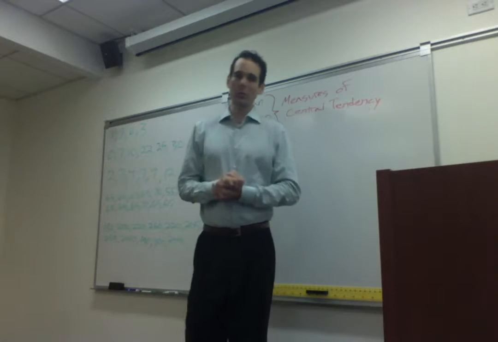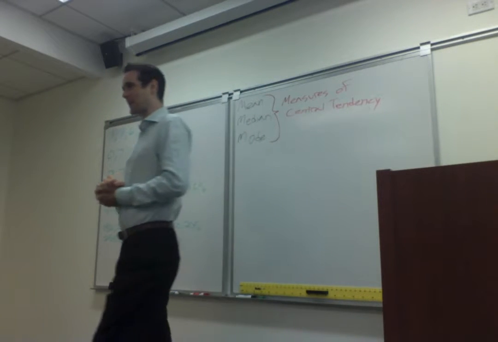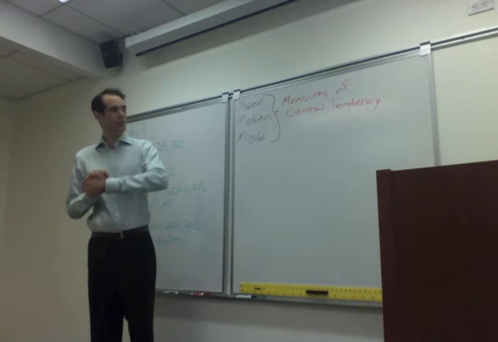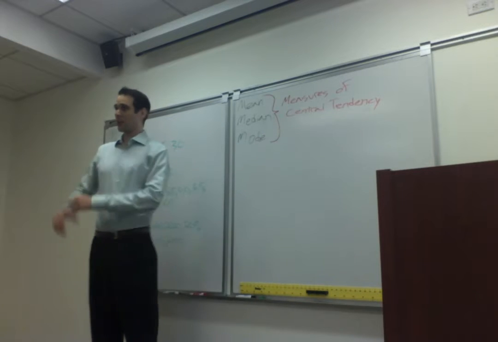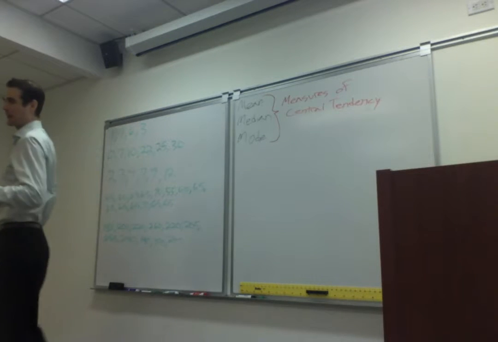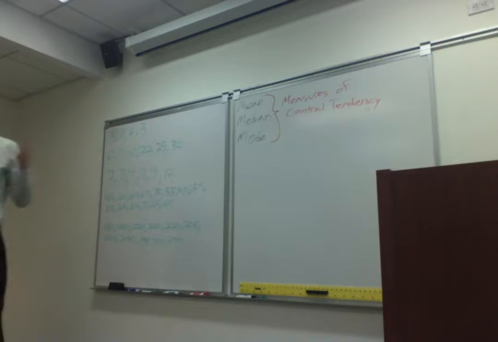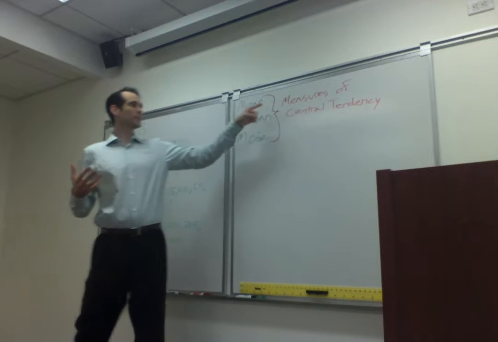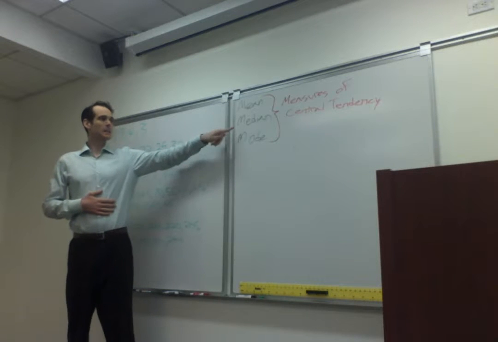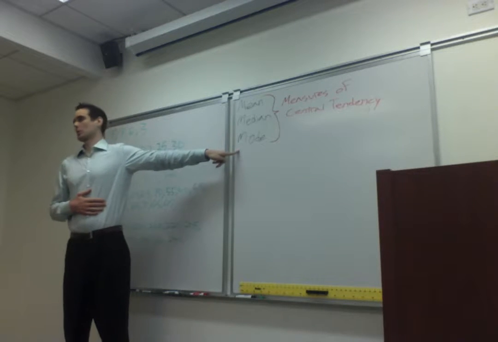So we're going to start right off with some basics, what statisticians call measures of central tendency. If you have a bunch of data, how might you analyze that data? Well, there are three measures of central tendency you can use. They are the mean, median, and mode.